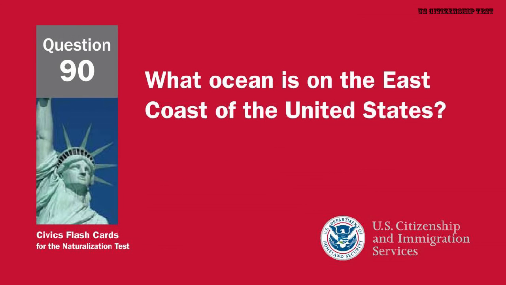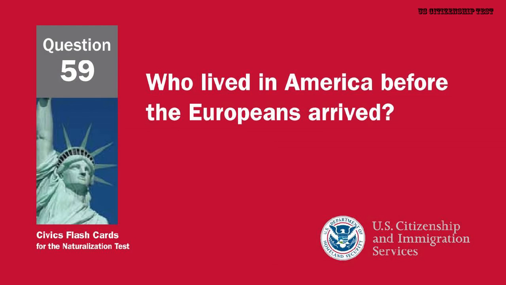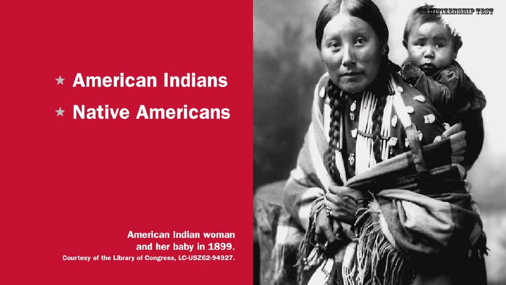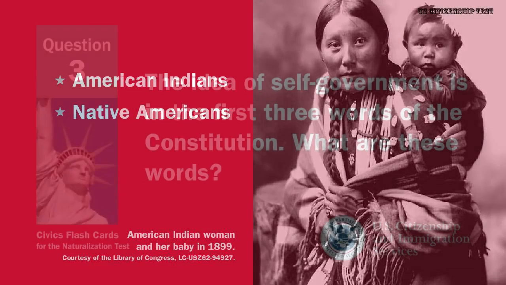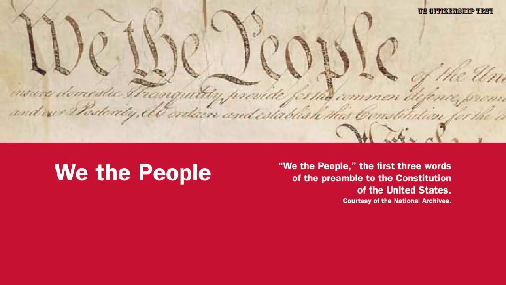What ocean is on the east coast of the United States? Atlantic Ocean. Who lived in America before the Europeans arrived? American Indians. Native Americans. The idea of self-government is in the first 3 words of the Constitution. What are these words? We the people.